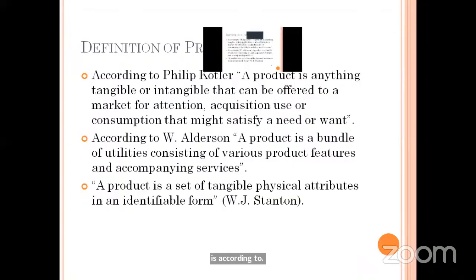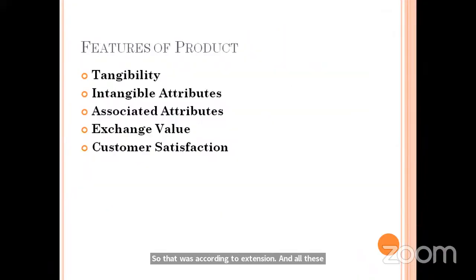One more definition we can accept, that was from W.J. Stanton, who says that a product is a set of tangible or physical attributes in an identifiable form. So physical attributes means the characteristics, we can touch it, feel it, see it, place it somewhere, buy it and use it. So that was according to Stanton. And all these definitions are highly appreciated.